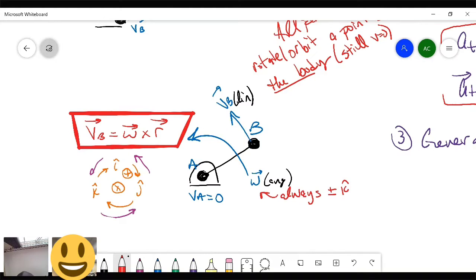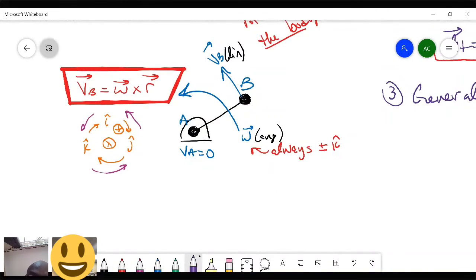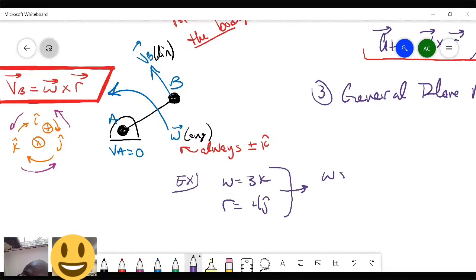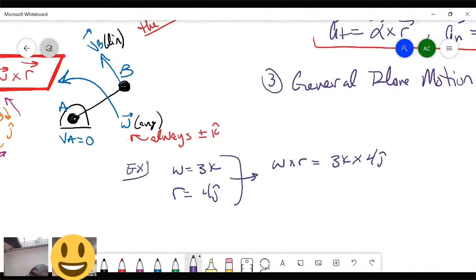So, let's say B. I know it's not really drawn properly, but I'm just going to give you an example. Let's say W equals 3K and R equals 4J. Then W cross R is going to be 3K cross 4J. Now the two numbers multiply, so it's going to give you a 12.